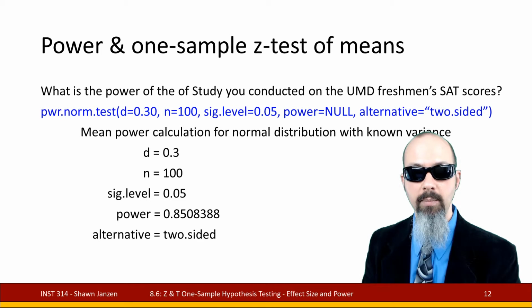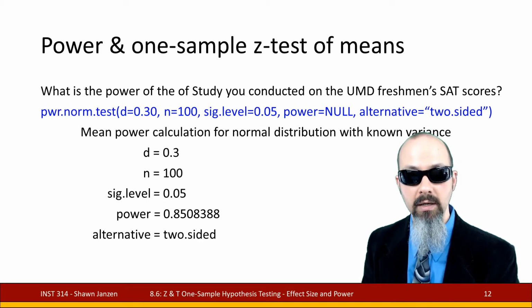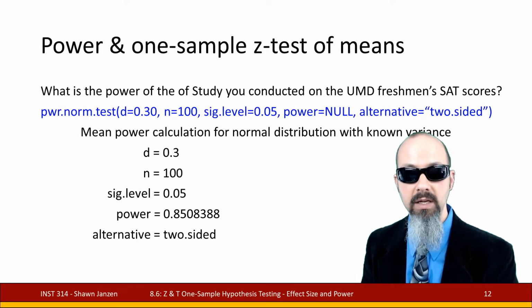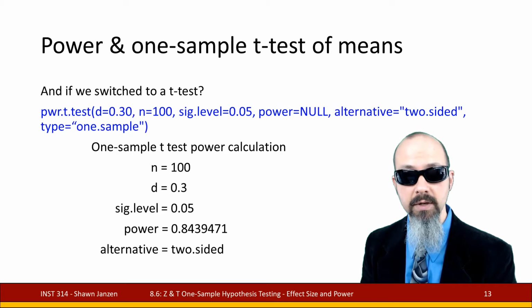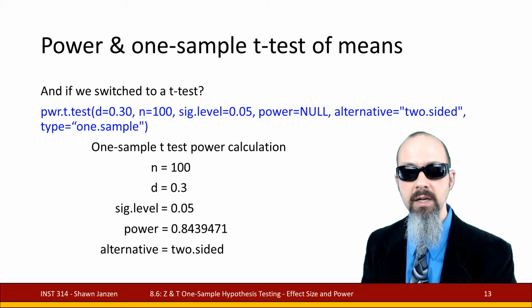So I have about an 85% power rate here, an 85% chance to correctly reject the null if the null should be rejected, or fail to reject the null if the null should not have been rejected. So that's what we're getting at there. If I want to switch this to a t-test version, I'm going to plug in all the same values, except I'm doing pwr.t.test, and I get a power of 0.84.